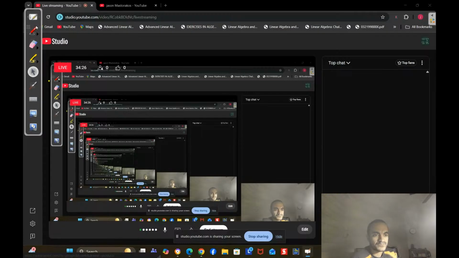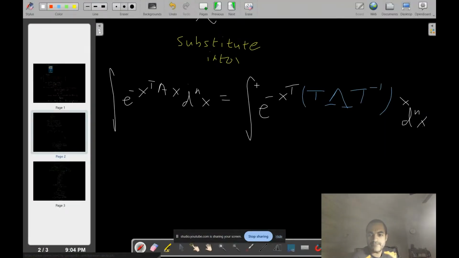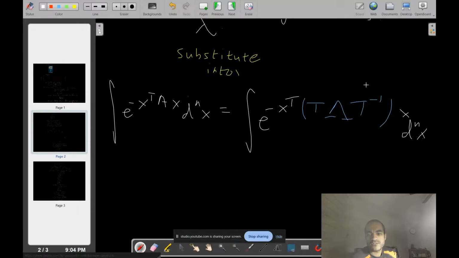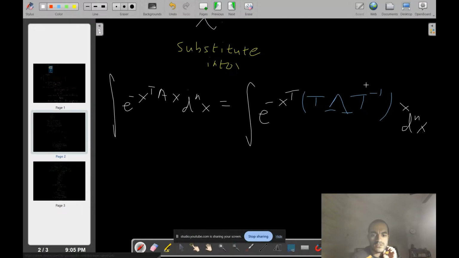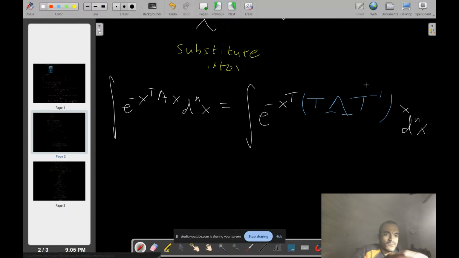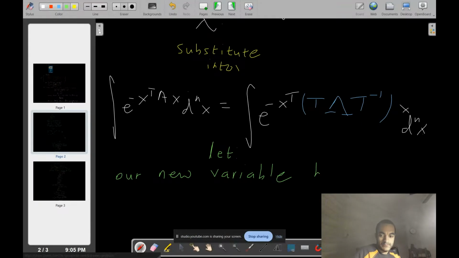Okay, so if you go back here, we get this T inverse. I'm going to let there be a substitution. I'm going to introduce a new variable y. You'll see y, pun intended. So let our new variable be called y.